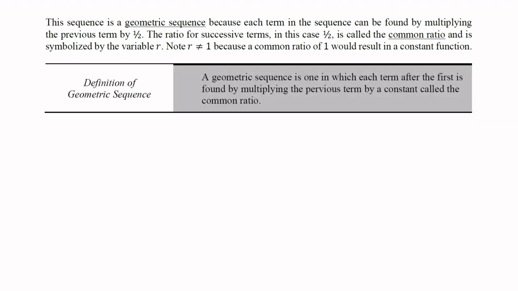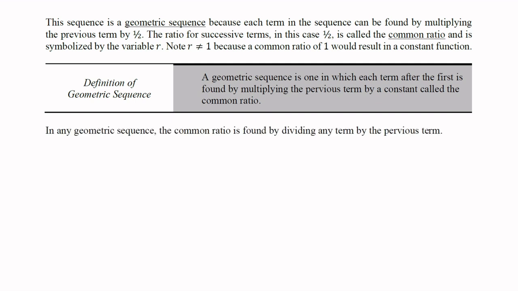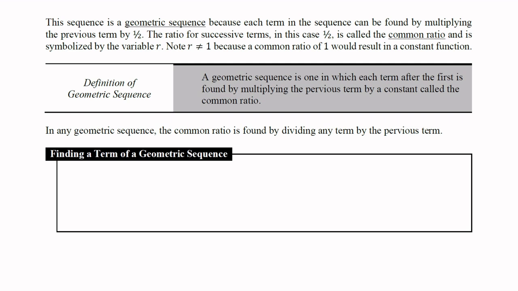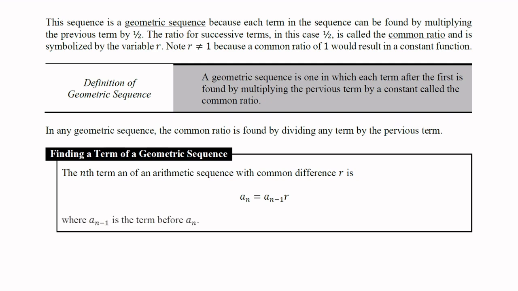A geometric sequence is one in which each term after the first is found by multiplying the previous term by a constant called the common ratio. In any geometric sequence, the common ratio is found by dividing any term by the previous term. So to find a term of a geometric sequence, the nth term of a geometric sequence with common ratio r is a sub n equals a sub n minus 1 times r, where a sub n minus 1 is the term before a sub n.